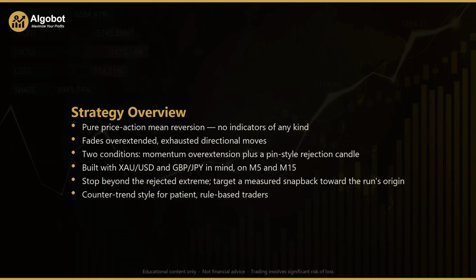The defaults are designed with gold, that is XAU/USD, and pound sterling to Japanese yen in mind, on the 5-minute and 15-minute time frames, though the logic can run on any liquid symbol and time frame. Because it's counter-trend and rule-based, it may appeal to traders who are studying exhaustion and reversion patterns and who prefer a fully defined stop and target on every position. As always, this is educational information only, and trading carries real risk, including the risk of loss.